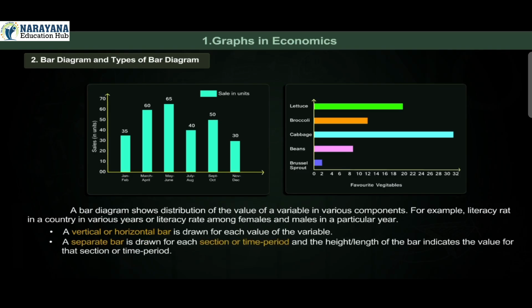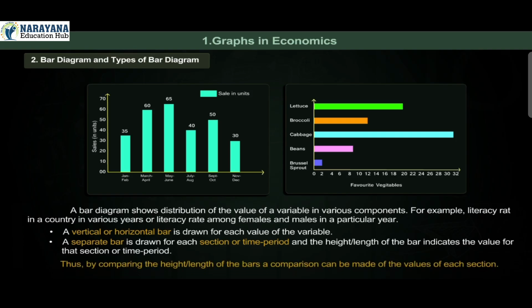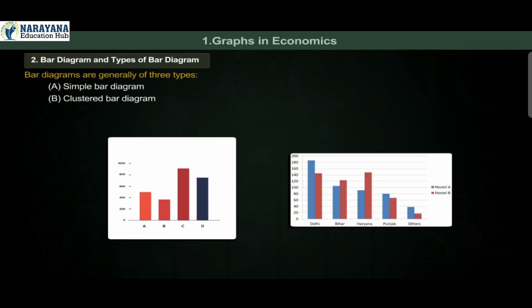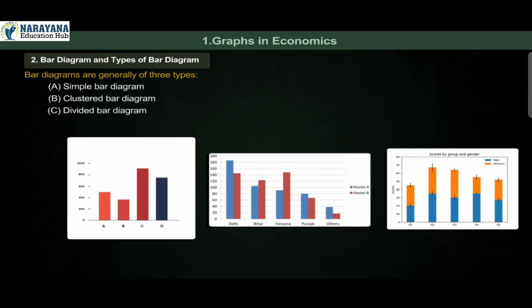A separate bar is drawn for each section or time period, and the height or length of the bar indicates the value for that section or time period. Thus, by comparing the height or length of the bars, a comparison can be made of the values of each section. Bar diagrams are generally of three types: A. Simple bar diagram, B. Clustered bar diagram, C. Divided bar diagram.